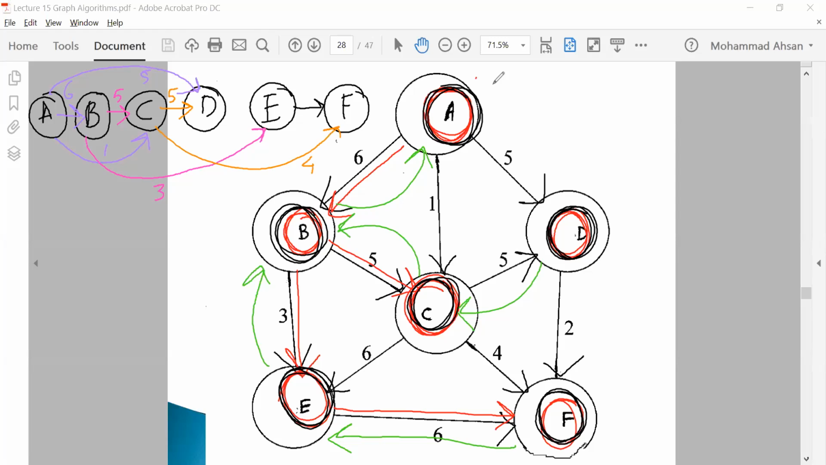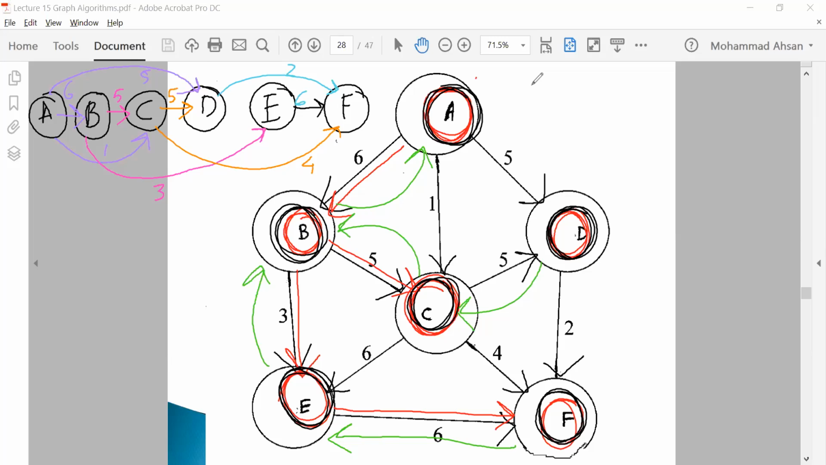Okay, next is D. D has one outgoing edge to F, which has a weight of 2. Okay, there's no more outgoing edges from D. And then E. E has one outgoing edge to F, which I have already marked, and the weight is 6. And F has no outgoing edges. So this graph with these colored edges, this is the topological sort of this directed acyclic graph.